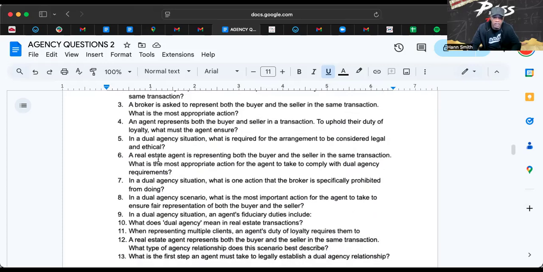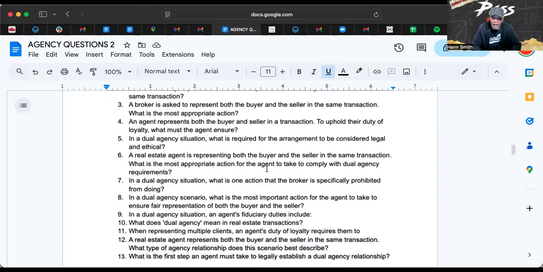Number six, a real estate agent is representing both the buyer and the seller in the same transaction. What is the most appropriate action for the agent to take to comply with dual agency requirements? It's consent in writing, and it should be disclosed. We're going to get back to that on pretty much every question. They're going to make sure that you have consent in writing, that it's disclosed to both parties, and that it's consented to by both parties.